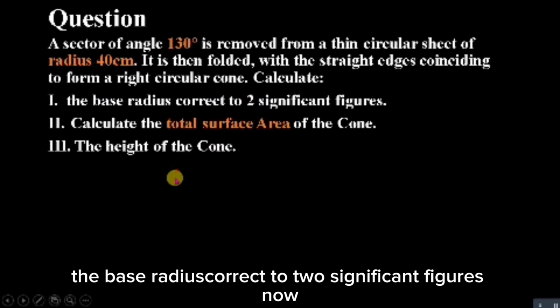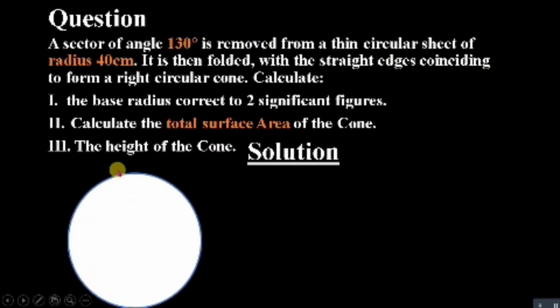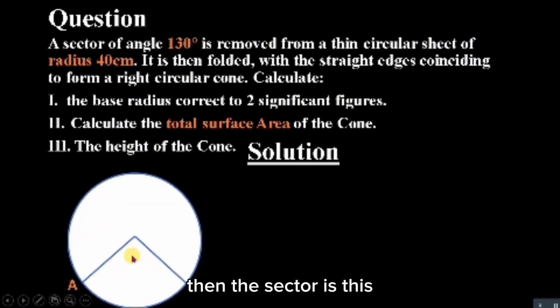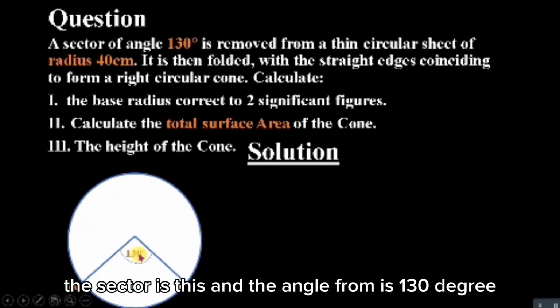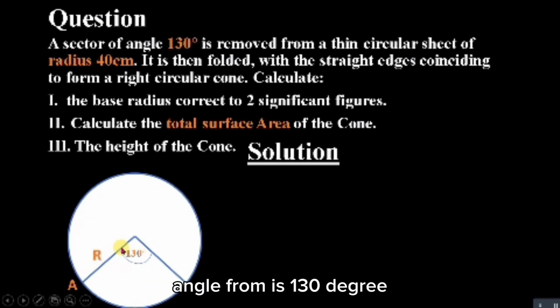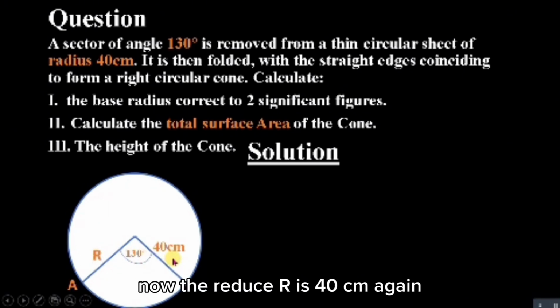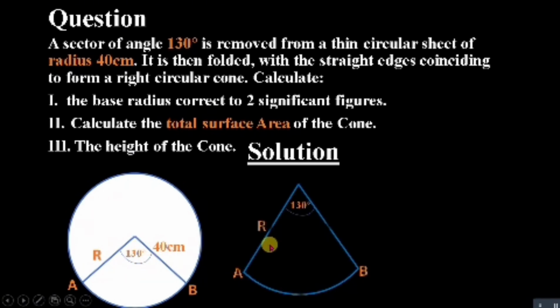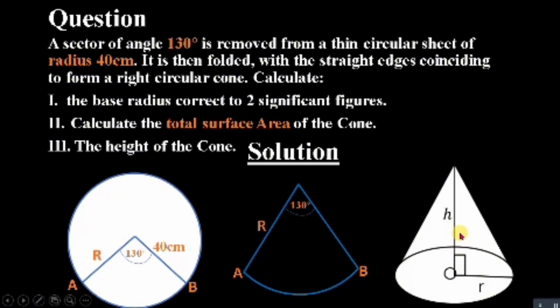Solution: we have this, a circle, with a circular sheet drawn, right? Then the sector is this, and the angle formed is 130 degrees. The radius R is 40 centimeters. Now this sector is cut out and folded to form a cone. So it has been carved out to form a cone.